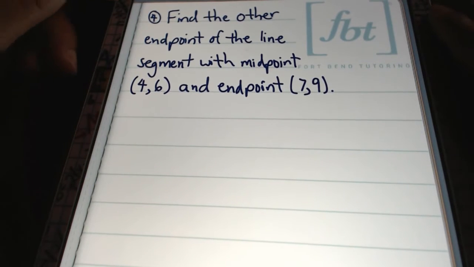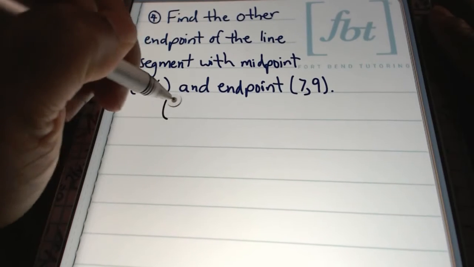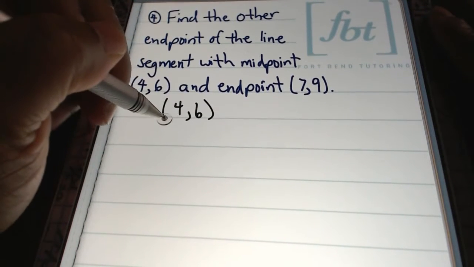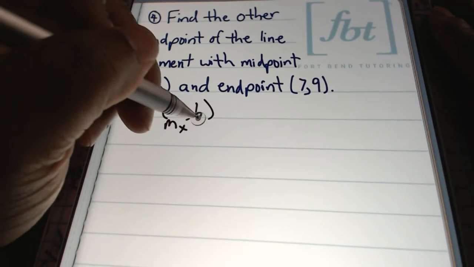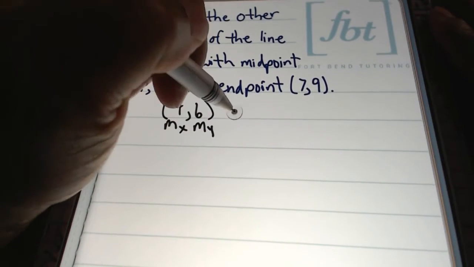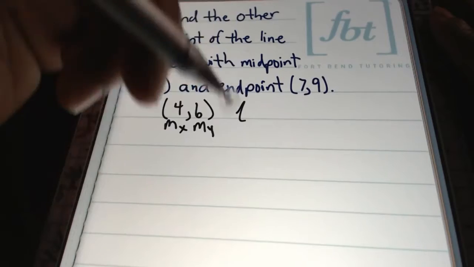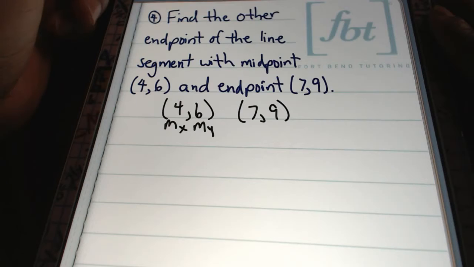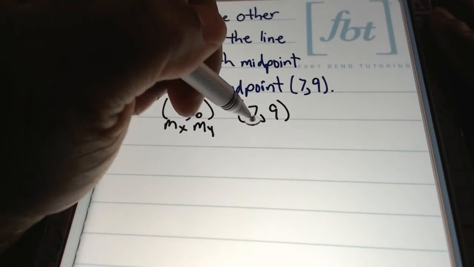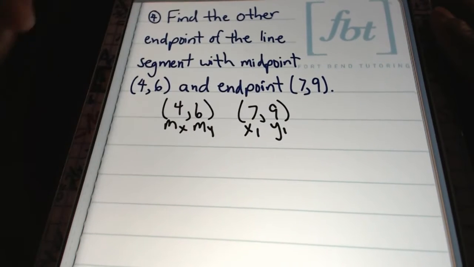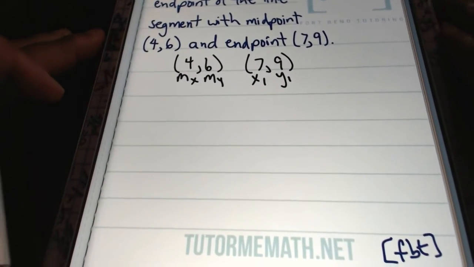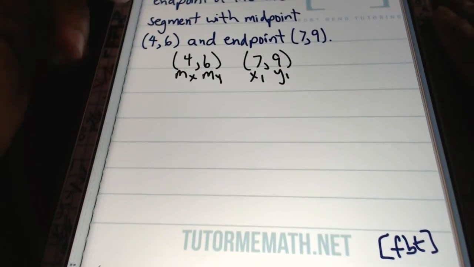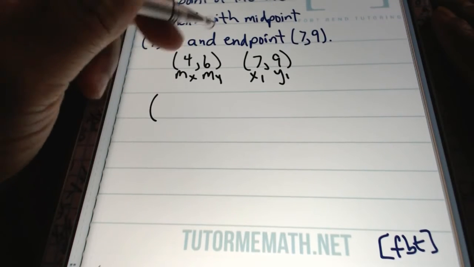Let's take a look. The 4 and 6 here are the midpoint's x value and y value. And the endpoint that we're given is 7 and 9. It doesn't matter whether you label this point as x1, y1 or x2, y2. That'll be up to you. In this case, I'll label it as x1, y1. That's the first point, and I'll be solving for the second point. As I look at the midpoint formula, we can break down that midpoint into its different values that we want.